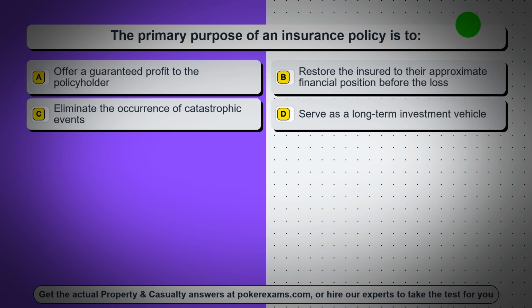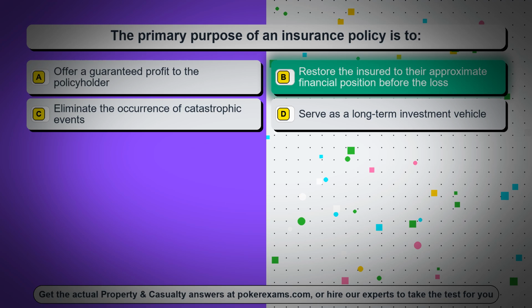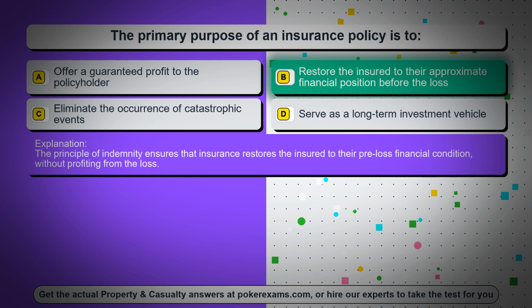Question 7. The primary purpose of an insurance policy is to: Option A, offer a guaranteed profit to the policyholder. Option B, restore the insured to their approximate financial position before the loss. Option C, eliminate the occurrence of catastrophic events. Option D, serve as a long-term investment vehicle. The correct answer is Option B, restore the insured to their approximate financial position before the loss. The principle of indemnity ensures that insurance restores the insured to their pre-loss financial condition, without profiting from the loss.